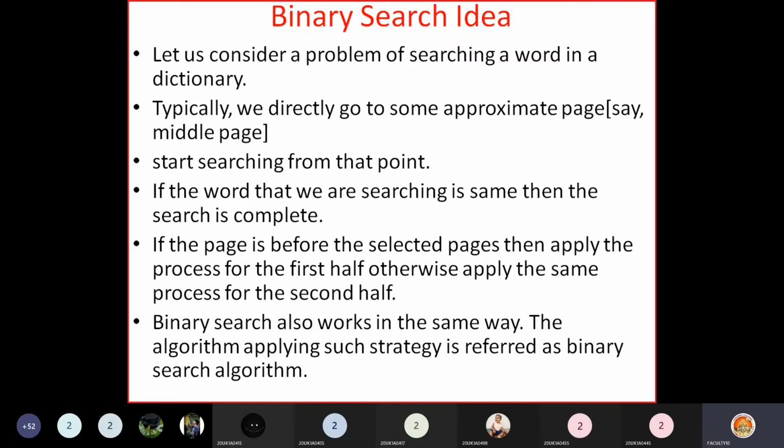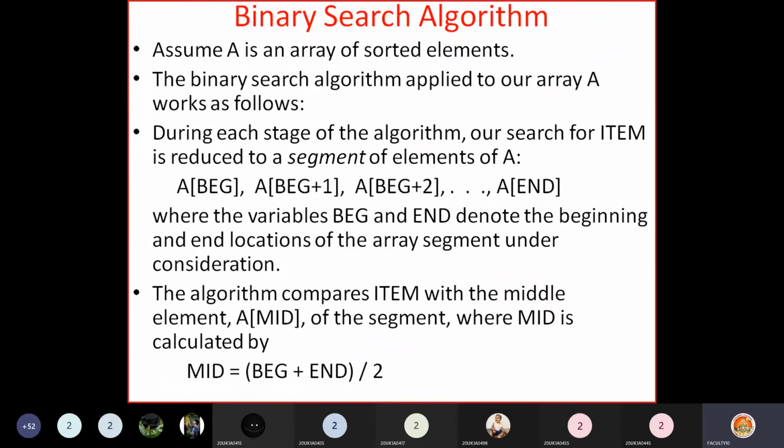Now, how can we apply this binary search given an array of integers? Today we'll discuss that. First we discuss the binary search algorithm, and then we'll take an example for this algorithm. Assume A is an array of sorted elements. Please remember the elements in the array must be in sorted order, otherwise your binary search will fail. The binary search algorithm applied to our array A works as follows.